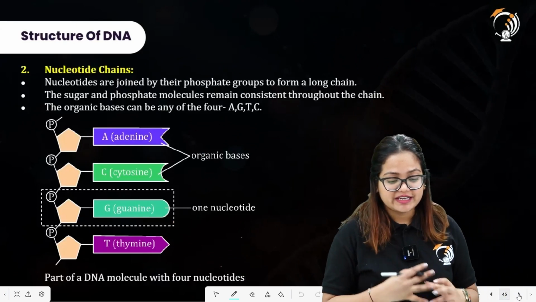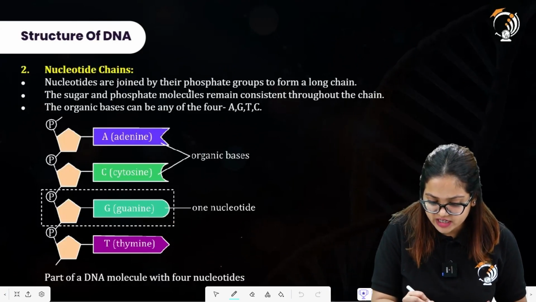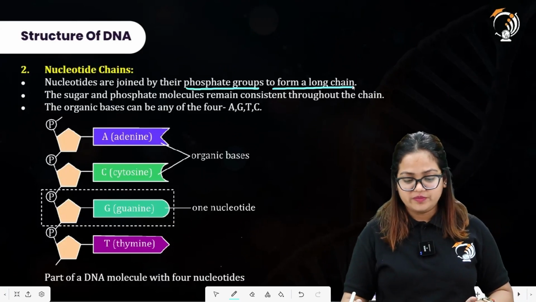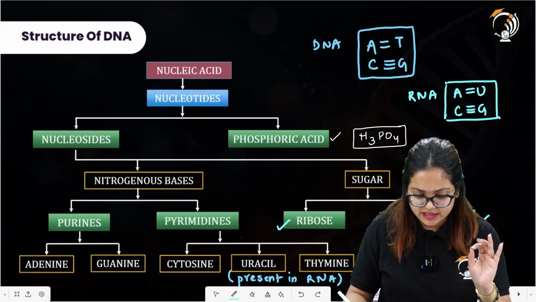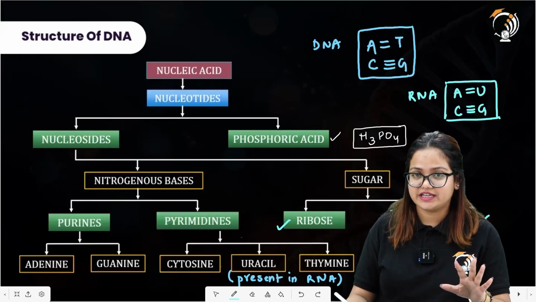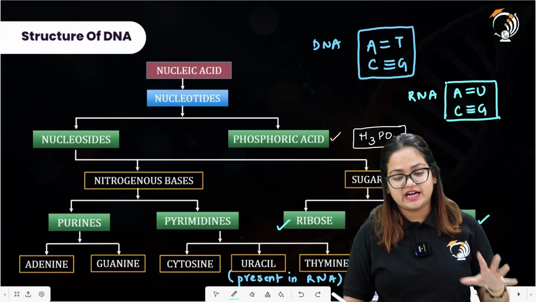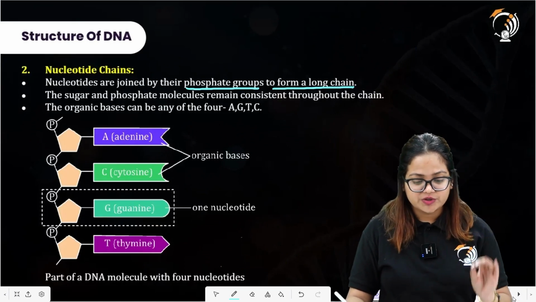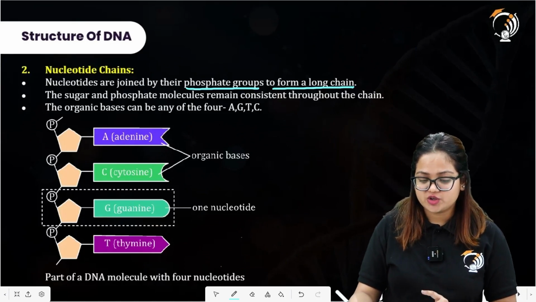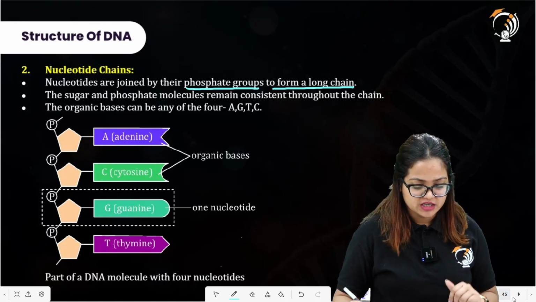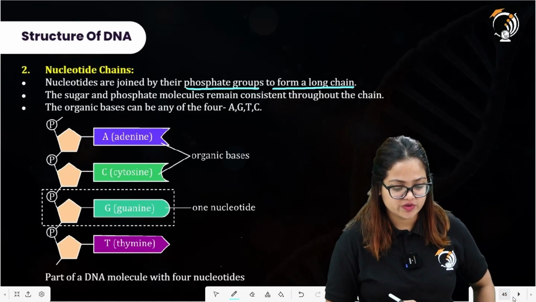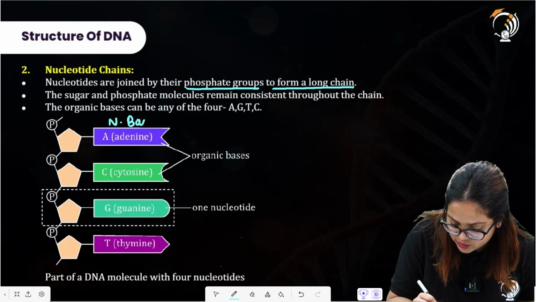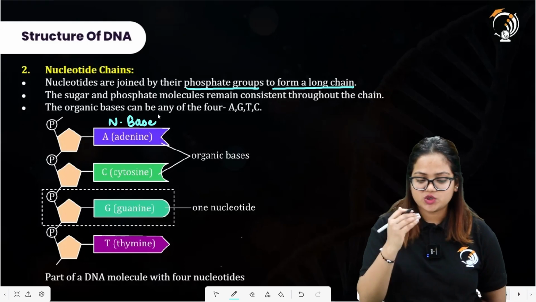Nucleotide chains. Nucleotides are joined by phosphate groups to form a long chain. Now, we just had a discussion about what nucleotides are. Nucleotides are nucleosides attached with phosphate groups. So, nucleotides are joined by their phosphate groups to form a long chain. Now, consider the diagrammatic representation over here. We have the nitrogenous bases: adenine, cytosine, guanine, thymine.